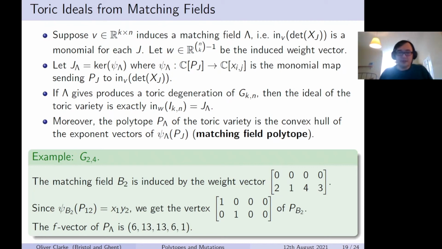Okay. So before I move on to our results connecting combinatorial mutations and these ideas from toric degenerations, are there any questions about this part? How general are toric degenerations coming from matching fields?